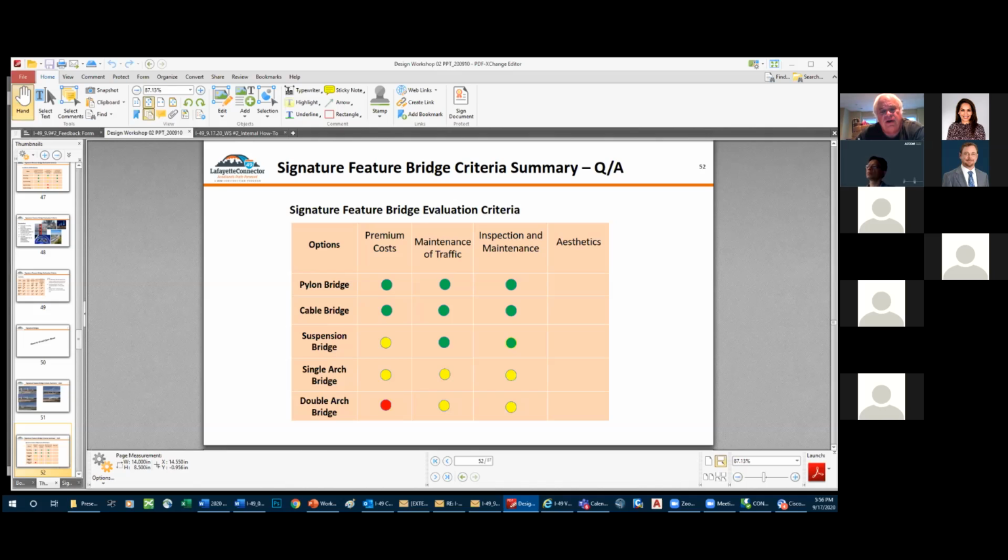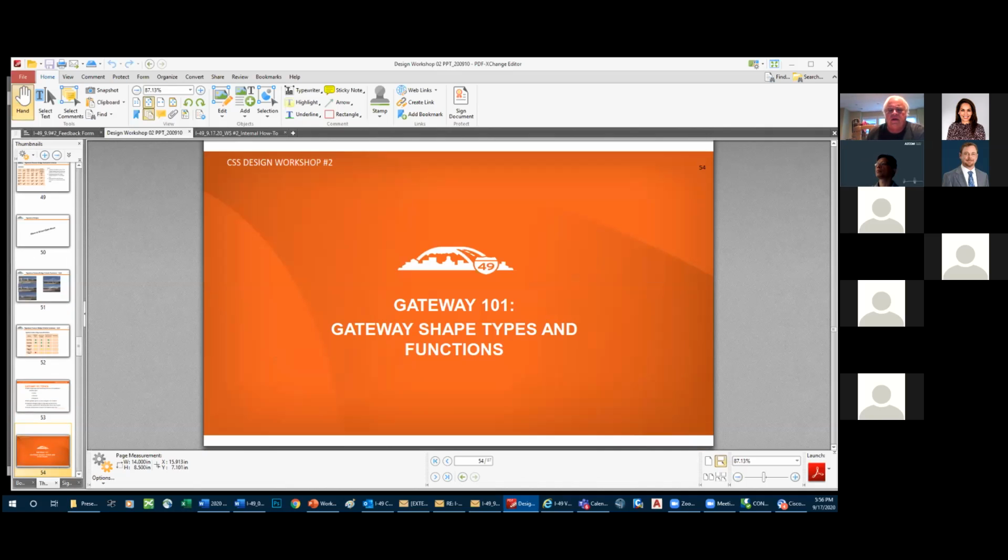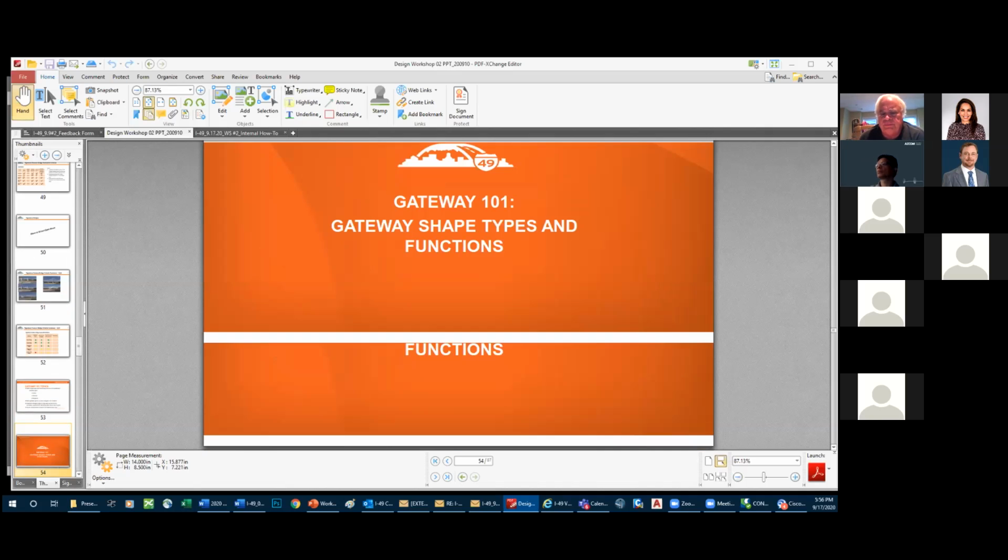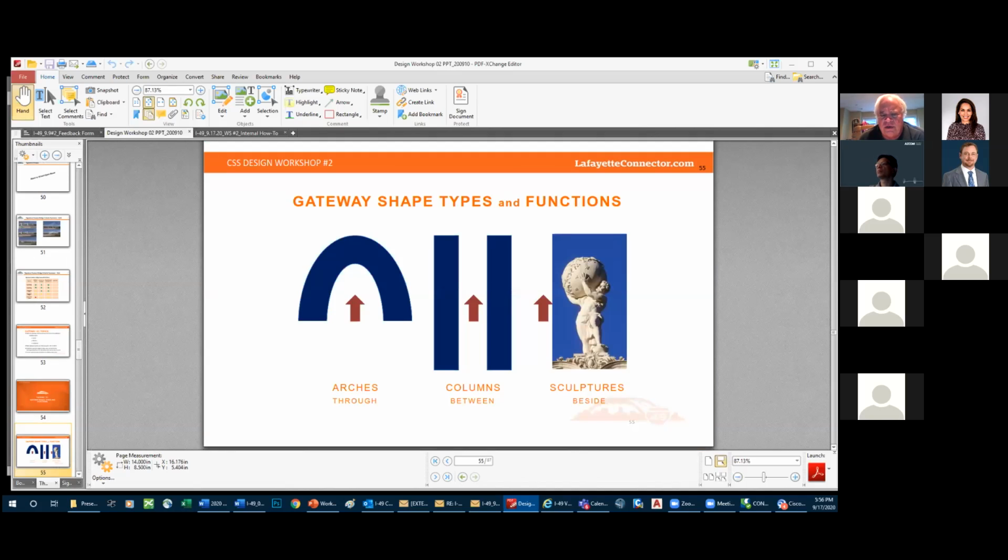Okay, if not, shall we move ahead with the gateway features? And I'll go through this rather quickly. All along throughout the process, there's been discussion that in addition to doing something signature in the central area, possibly a signature bridge or signature features like we've just talked about, there might be a desire to do something, particularly at the entry points to the community up near I-10 and down near the airport, to kind of announce the entry into the Lafayette area, Central Acadiana, that kind of thing.